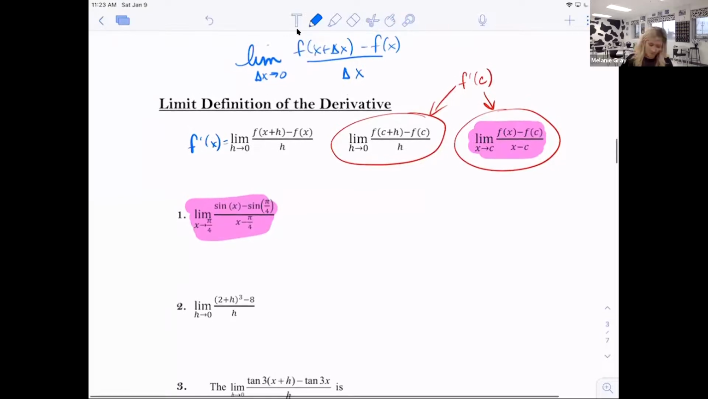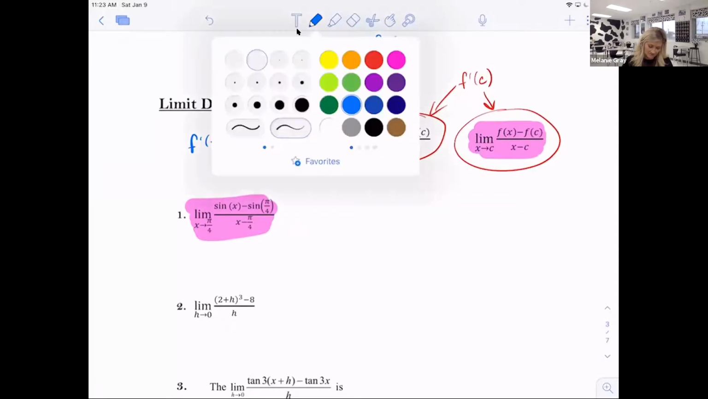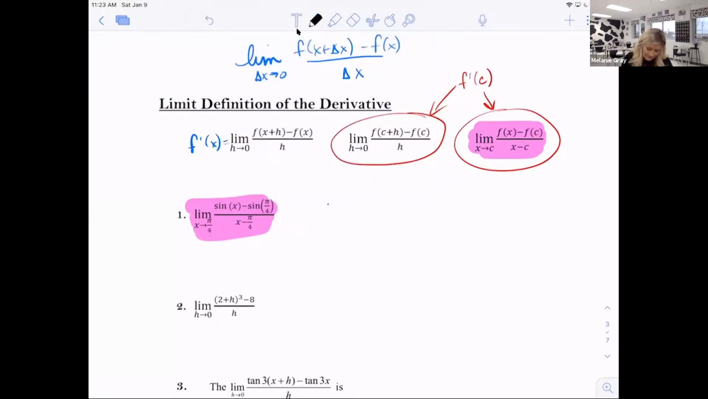So back to example 1, if you look there, I can tell straight away that my f of x function is going to be sine of x. And the way I know that is that I look at my version of the limit definition, and I really look at this first piece of the numerator. That's where my f of x is going to be. And if you come over here to your example, you'll see it matches up to sine of x.